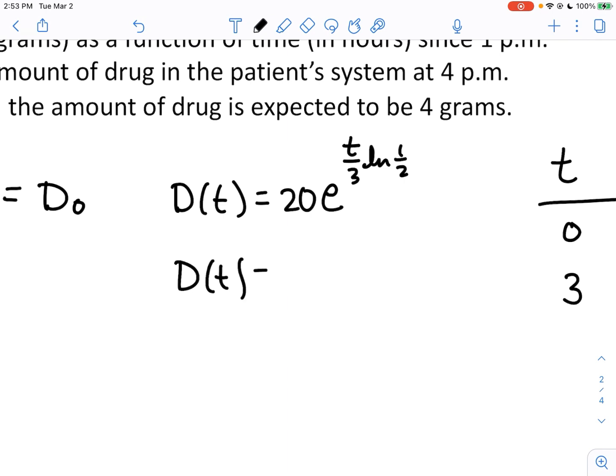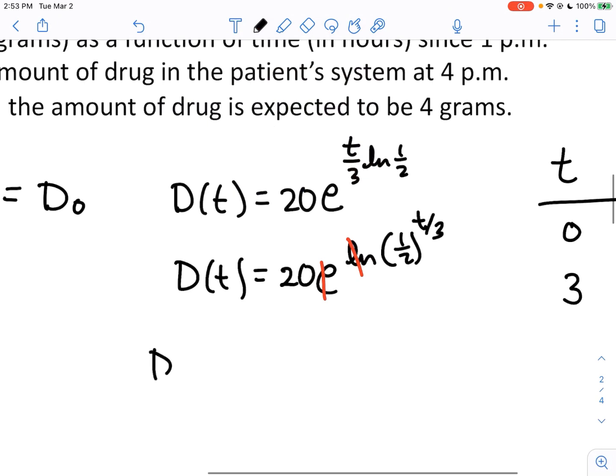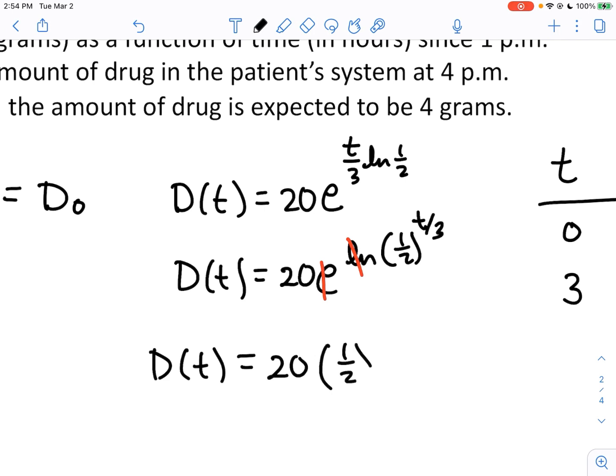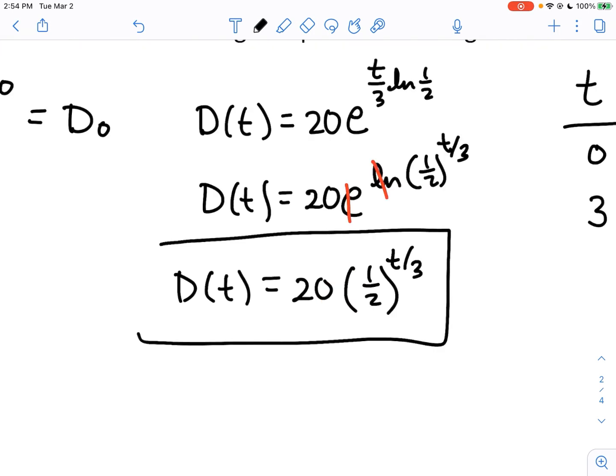So d of t is equal to 20 times e to the natural log of 1/2 raised to the t-thirds. And now we can cancel the e and the natural log. And that gives us d of t is equal to 20 times 1/2 to the t-thirds. And this we're going to use for part A.